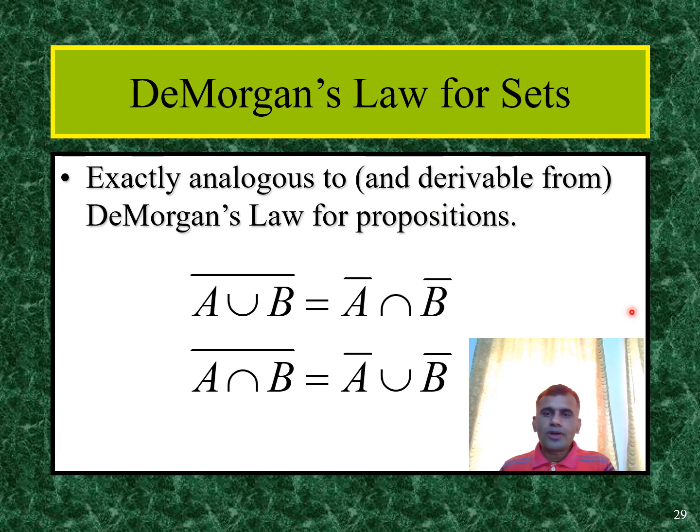Now these are the most important laws in set theory. De Morgan's law, exactly analogous to and derivable from De Morgan's law for propositions: (A union B) the whole dash is equal to A dash intersection B dash, or (A intersection B) complement is equal to A complement union B complement. How will we learn this? It will be easy to learn if you read it like this: the complement of the union is equal to the intersection of the complements, and the complement of the intersection is equal to the union of the complements. This is the easiest way to learn this.